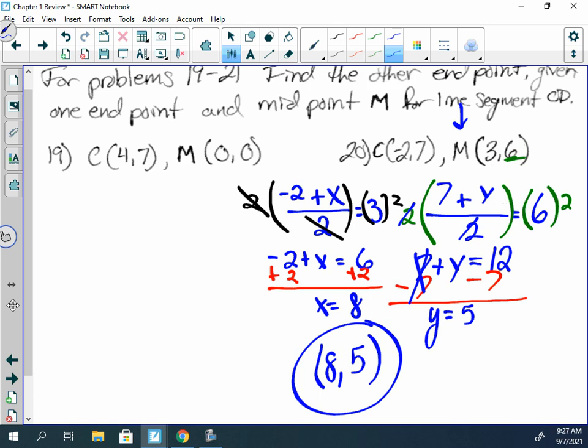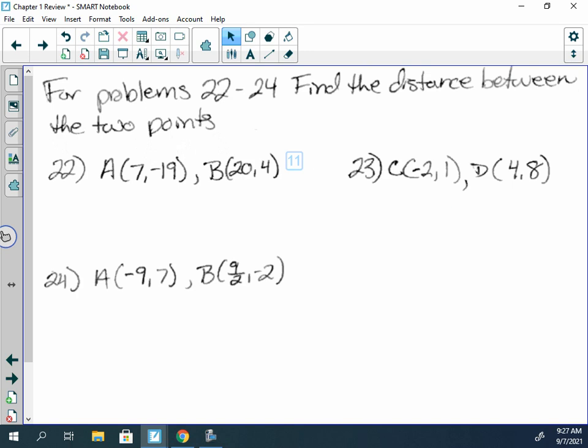Any other questions on this here? Do we have any other questions on 19 or 21? We feel good with these here? Questions on 22 through 24.